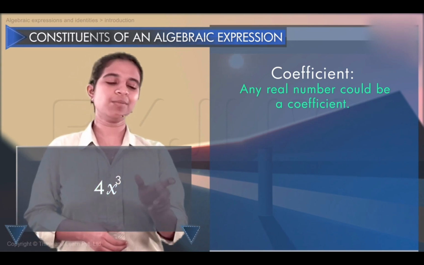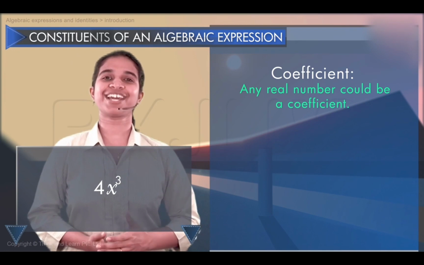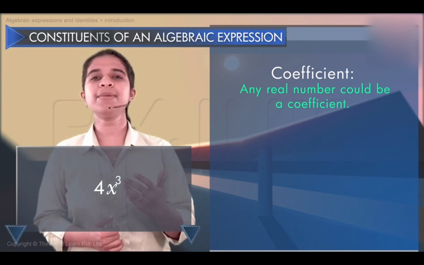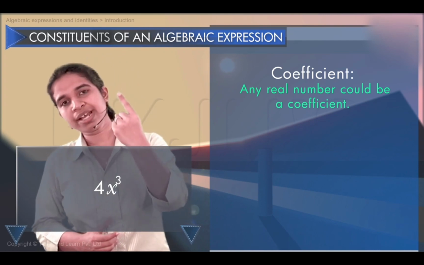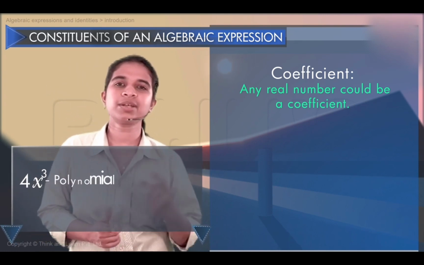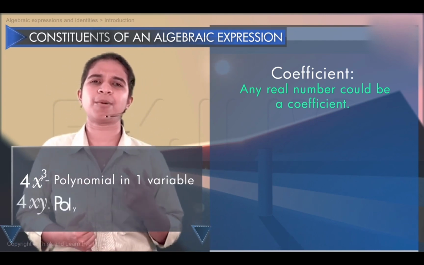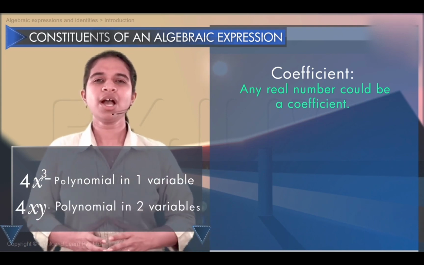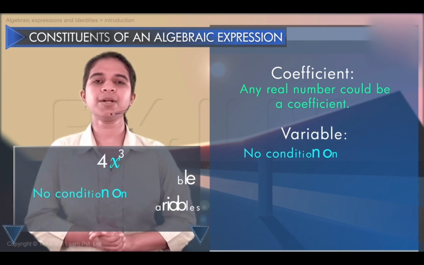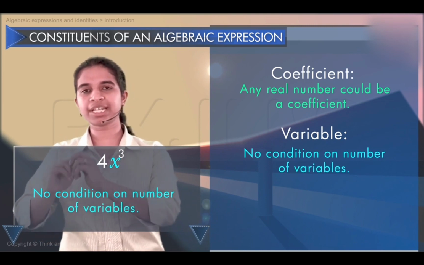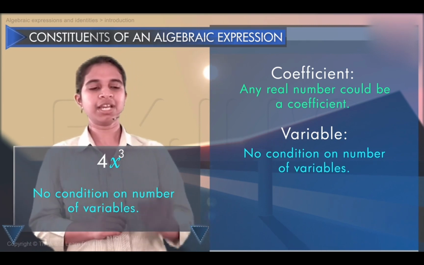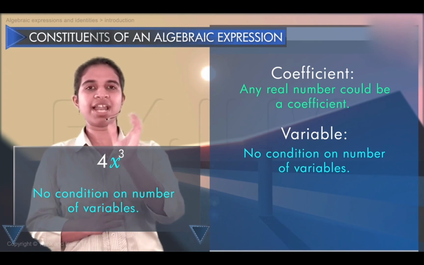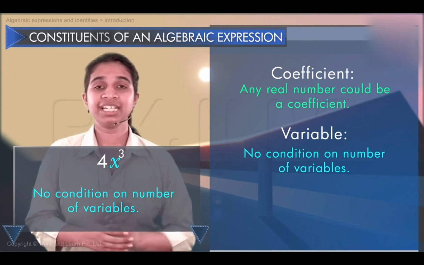Very good, right? Variable anyway varies, right? So it cannot have a condition. There is no limit on the number of variables either, right? If there's only one variable, you'll call it a polynomial in one variable. If there are 2 variables, you'll call it a polynomial in 2 variables, and so on. But essentially, no condition on the number of variables. So coefficient can be any real number. You can have any number of variables. No conditions so far. Now, the remaining thing we have left is the power or the exponent.